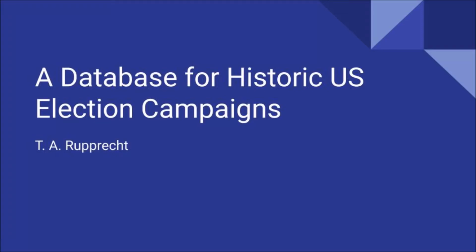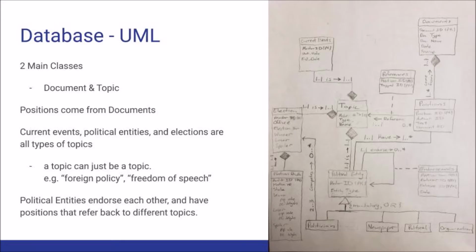My name is Tim Rupprecht, and this is a database for historic U.S. election campaigns. From the UML document on the right, you can see there are two super entities, the document and topic class. Positions come from documents. They have the black diamond indicating that a document needs to exist before there are positions that come from that document. Current events, political entities, and elections are all types of topics and have a one-to-one relationship with the parent class topic.